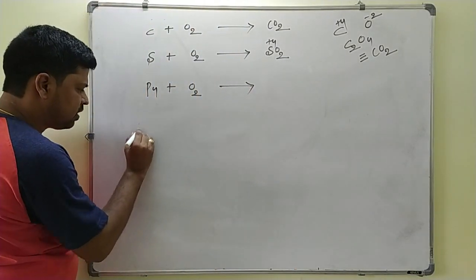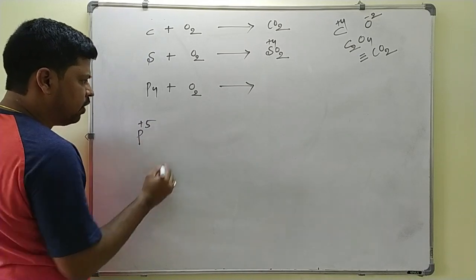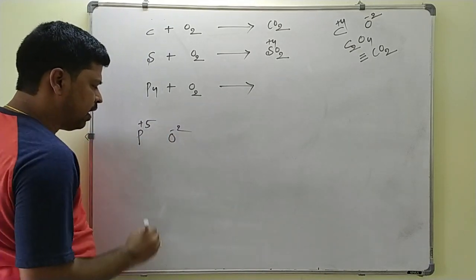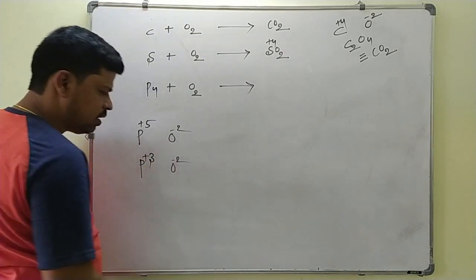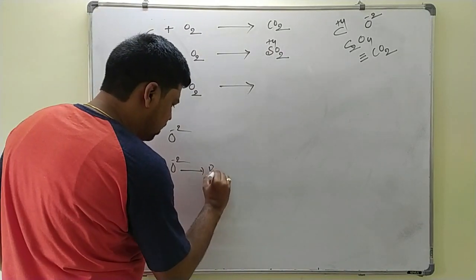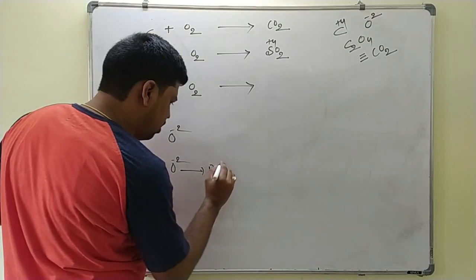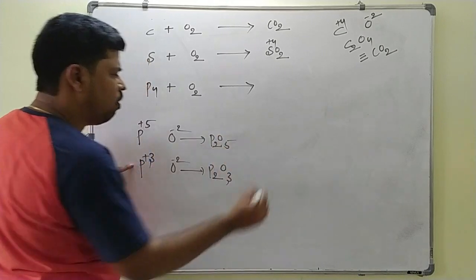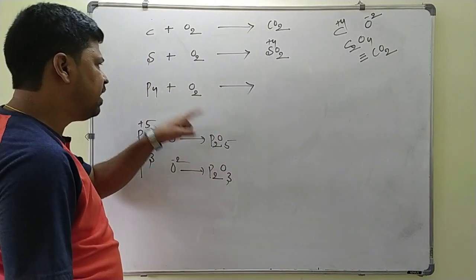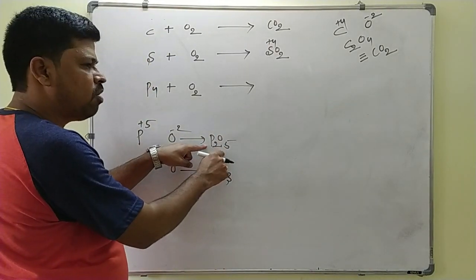So in this case phosphorus shows +5 oxidation state and oxygen is what? -2. And another possibility is there, this is +3 and this is -2 also. So in the +3 oxidation state it will be P2O3. In the +5 oxidation state it will be what? P2O5. In the NCERT they have given the dimeric form of P2O5.